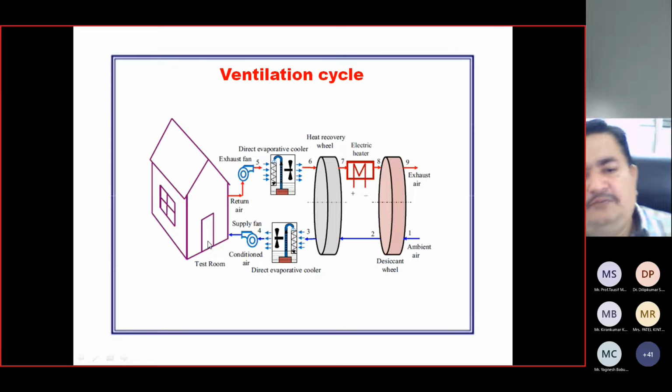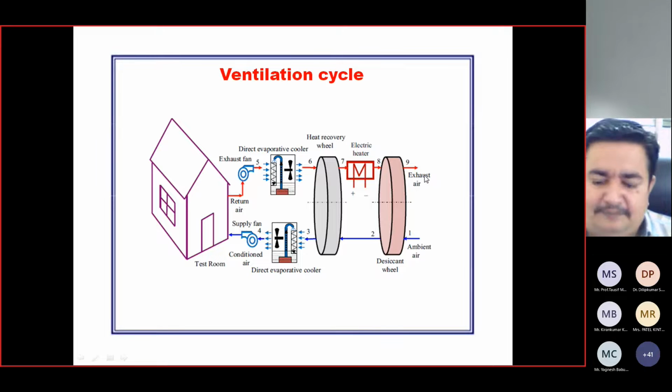So what will be the pictorial view? You have to absorb heat from the ambient. First it passes to the desiccant wheel, then to the heat recovery wheel, passing through the direct evaporative cooler and then to the room by a supply fan. Similarly, here on the reactivation side, first it passes to the cooler, then to the recovery wheel. The heater will make the temperature available necessary for desorption for the kind and type of desiccant used in the dehumidifier, and last it is exhausted to the atmosphere. It's called the ventilation cycle. Ventilation cycle means any cycle open to the atmosphere.